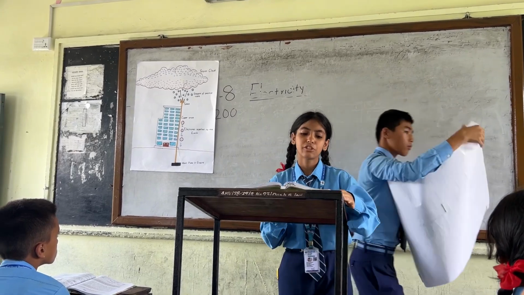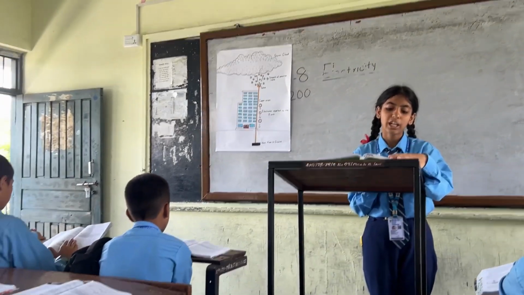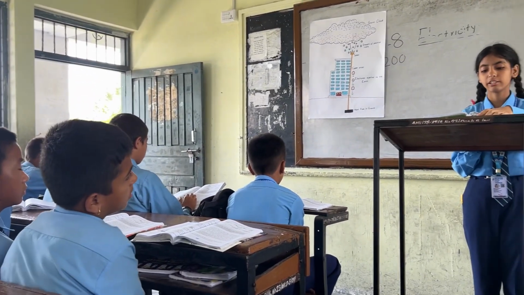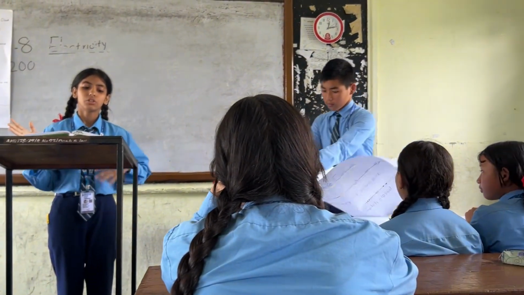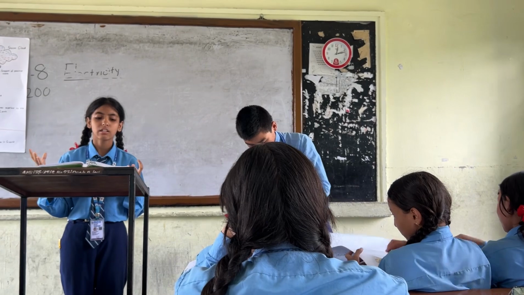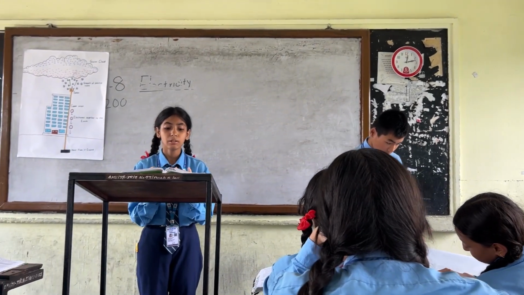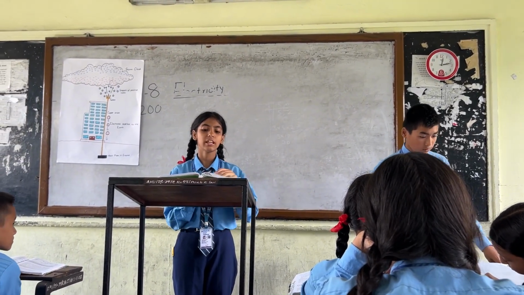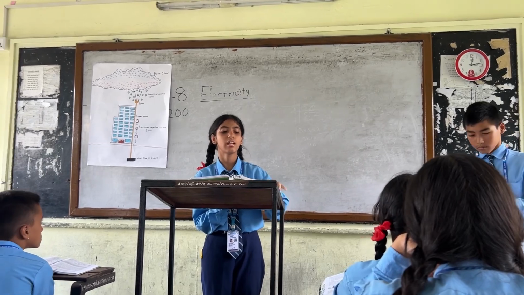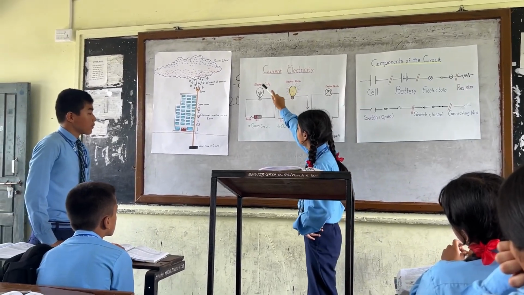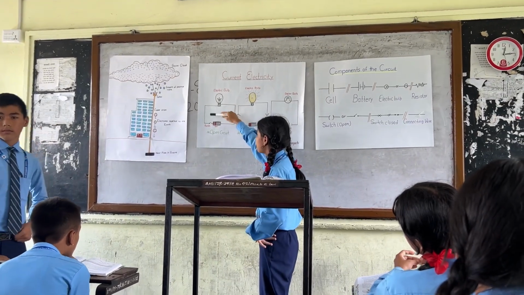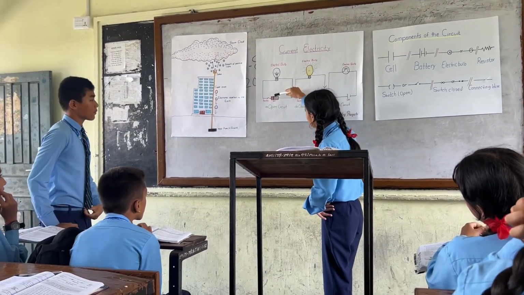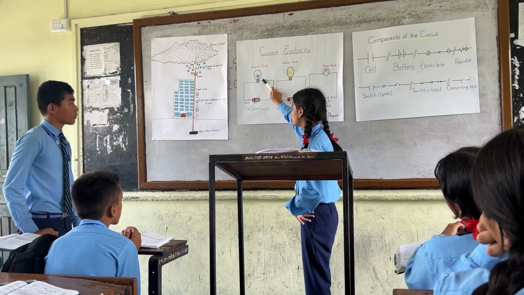Current electricity. The study of charges which are in motion is called current electricity. It can be simply defined as charges in motion which produce electricity. Here is a bulb connected to the wire, and this is the cell, but the switch isn't connected to the cell, so that's why the light isn't glowing.